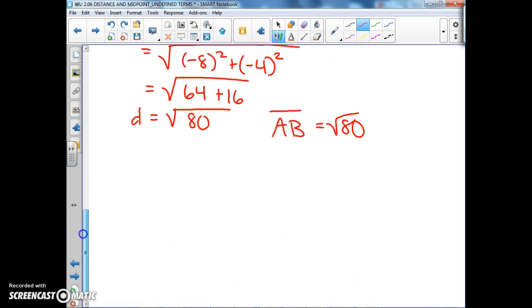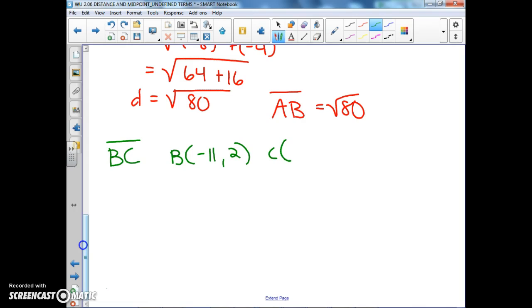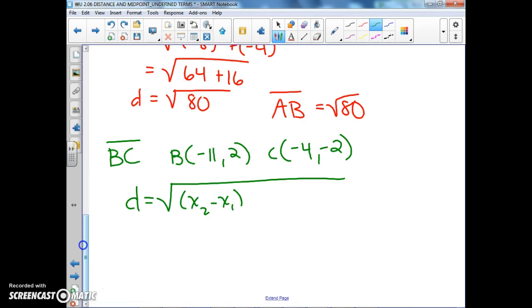Alright, so I'm going to move this down some. Alright, so for BC, okay, B is at negative 11, 2. C is at negative 4, negative 2. Okay. I'll write my distance formula. Okay. And I label my parts. So this is x1, y1, this is x2, and this is y2. Then I plug them in.